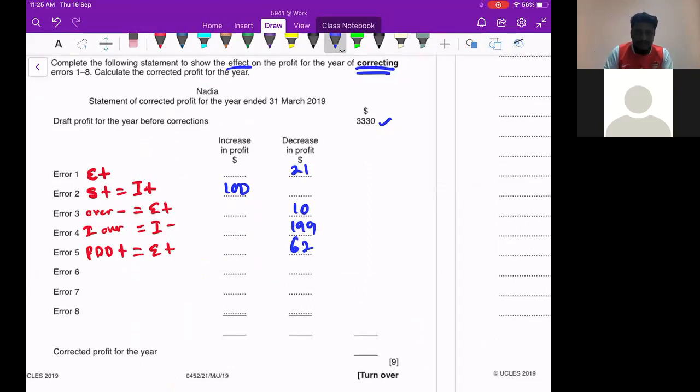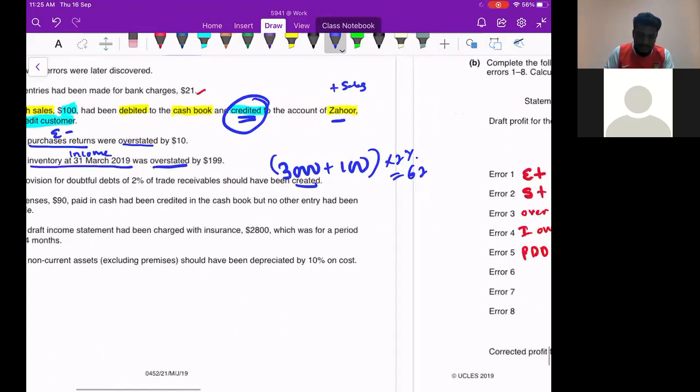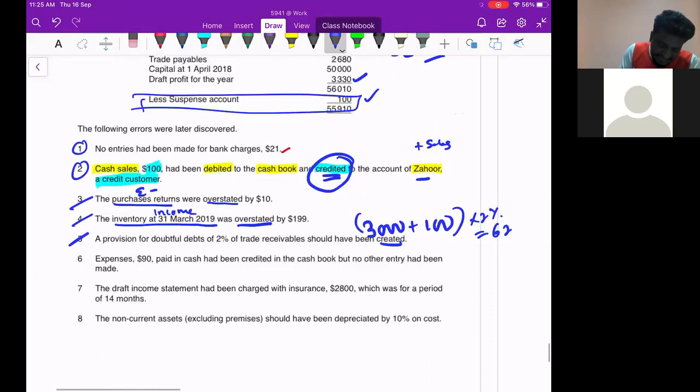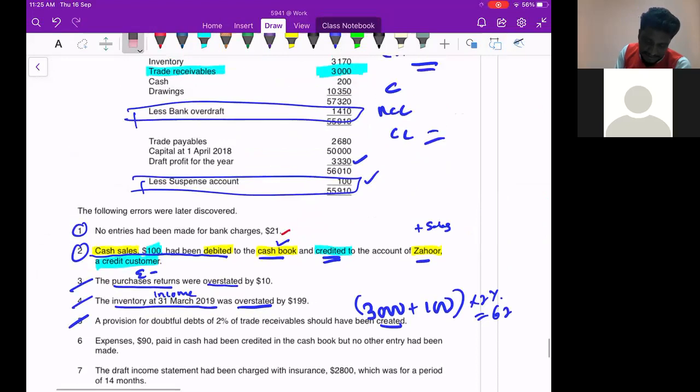Which one add again? You're asking about this or the 100? The 100. So you see, a cash sales 100 had been debited to the cash book, which is correct, and credited to the customer's account. Cash sales, you should not record in the customer's account, but you mistakenly went minus the customer's account. Yes, credit customer. That's why you need to read the question. Each word will give you the answer. So the credit customer is here. I add back.